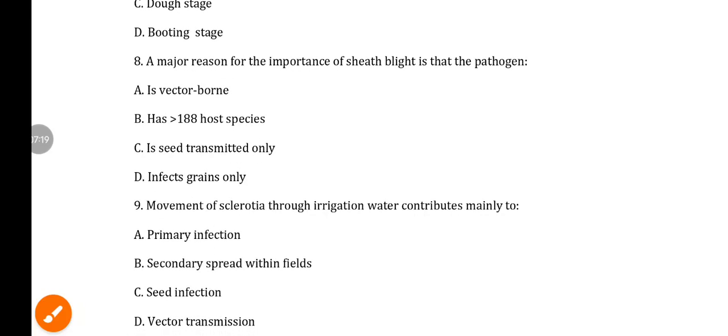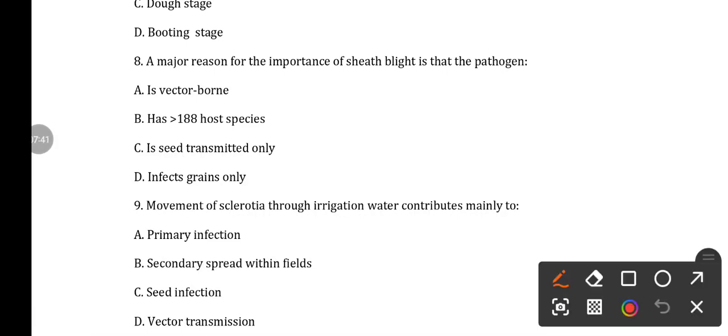Next, question number 8. A major reason for the importance of sheath blight is that the pathogen is. Option A, vector borne. Option B, it has more than 188 host species. Option C, seed transmitted only. Option D, infects grain only. Here the answer is it has more than 188 host species. This is a wide host range pathogen. That's why it is very important. That is the reason making it a major disease of rice.